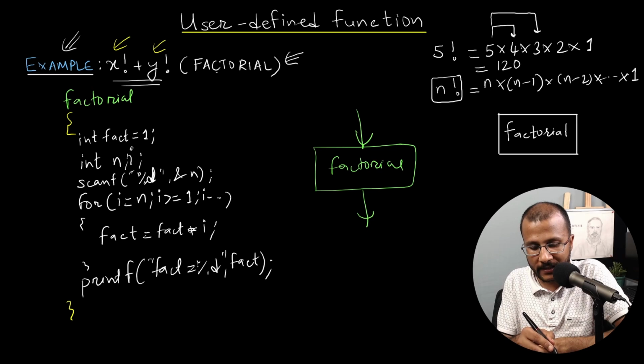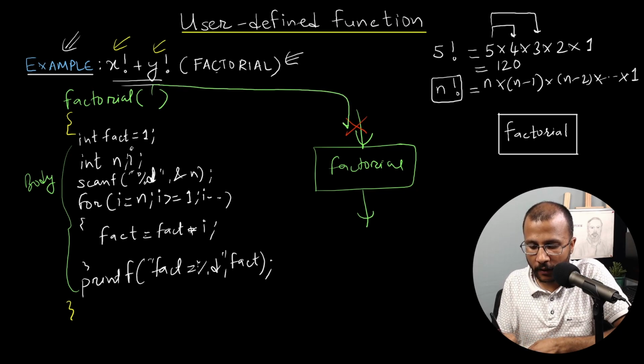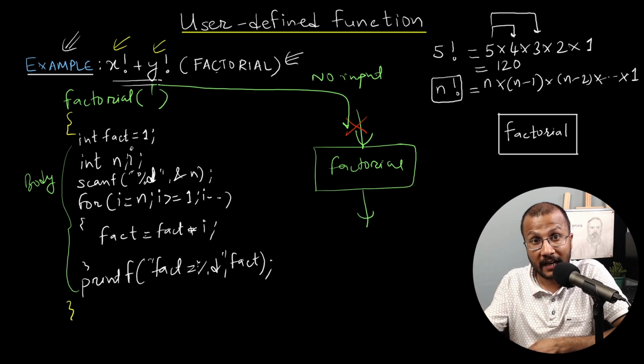So I say this entire thing is the body of my function. But I'm not passing any variables to this. I'm not passing any input. There's no input to this. So I open the parenthesis just after the name and then close it. This is an empty parenthesis, meaning that there is no input. Whenever it is empty, it means that there is no input to this function. I'm not passing any values to this function. I hope this is clear, right?